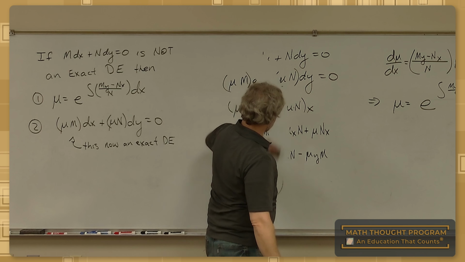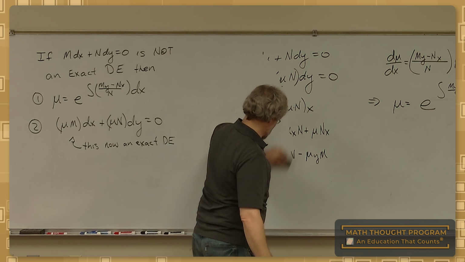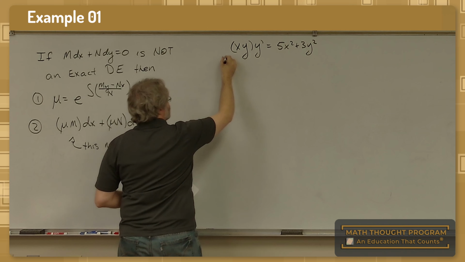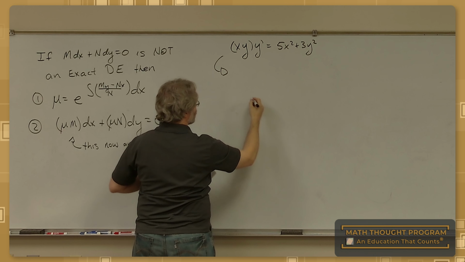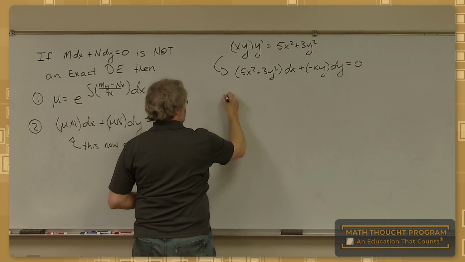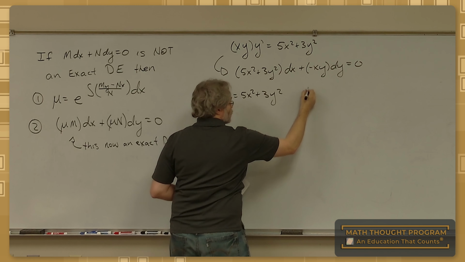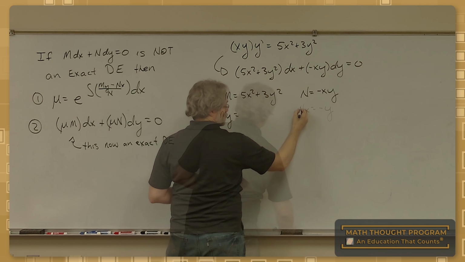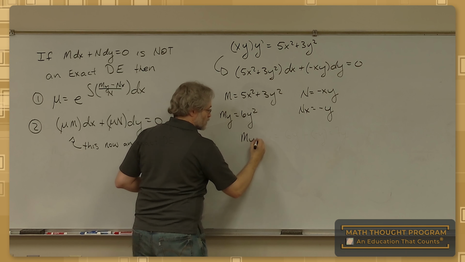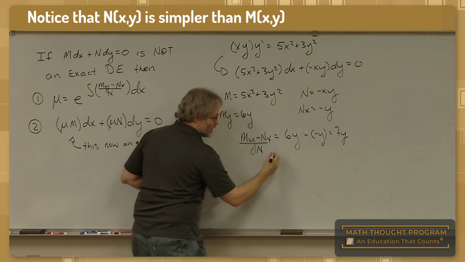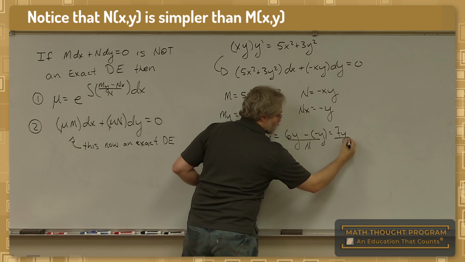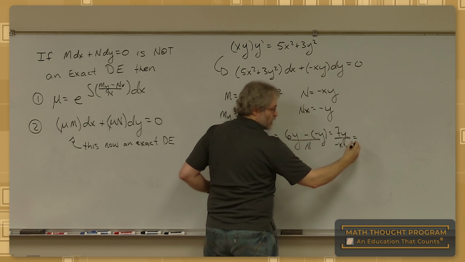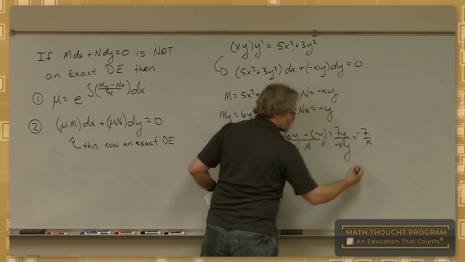It makes a lot more sense working through a problem here. Okay, so let's go back to this one. Again, we took this and we recalibrated it. We identified the M, we got the N. Calculate the partials. Calculate the difference. Divide by N, and N is going to be minus xy. The y's divide out. Minus 7 over x.